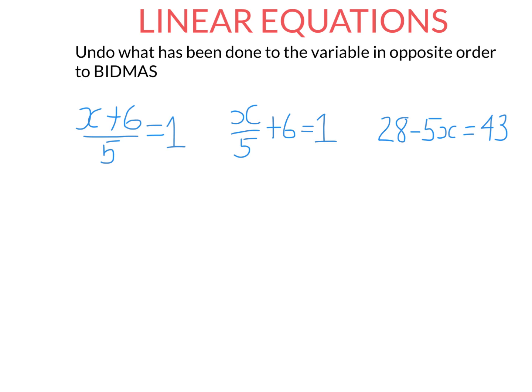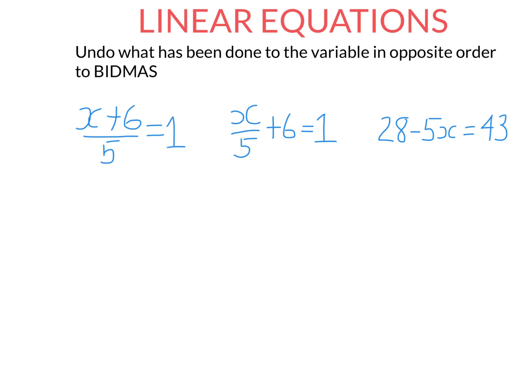So the way that we solve linear equations is we undo what's been done to the variable, which is the letter, usually x, and we do this in the opposite order to BIDMAS. So it's kind of like in the morning, you put on your socks first and then your shoes. And when you get home in the afternoon, you need to take off your shoes first because they were the last thing that you put on. And that's the same when we're solving linear equations.